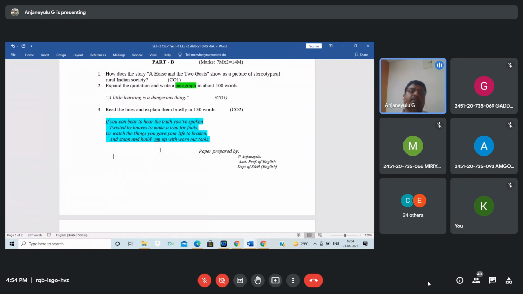You have to write in detail. "If you can bear to hear the truth you've spoken twisted by knaves to make a trap for fools, or watch the things you gave your life to broken, and stoop and build them up with worn-out tools." So dear students, these are a few lines. One thing you remember: sometimes if you are not clear what these 4 lines mean after reading, make clear what you understood after reading the poem's lines. Make it at least 1 paragraph. Based on these few lines, you make a paragraph.